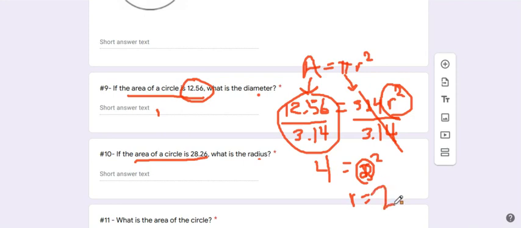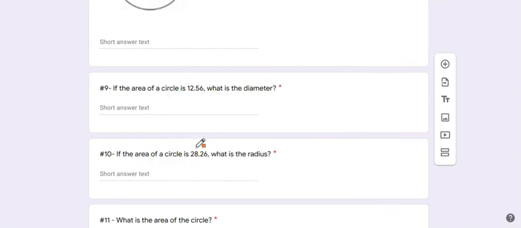But I'm asked here for the diameter, right? So if I know radius, I also know diameter. If the radius is 2, if halfway across a circle is 2, that means all the way across a circle, or the diameter, is 4. So diameter is 4. Okay, last one that we'll do together.